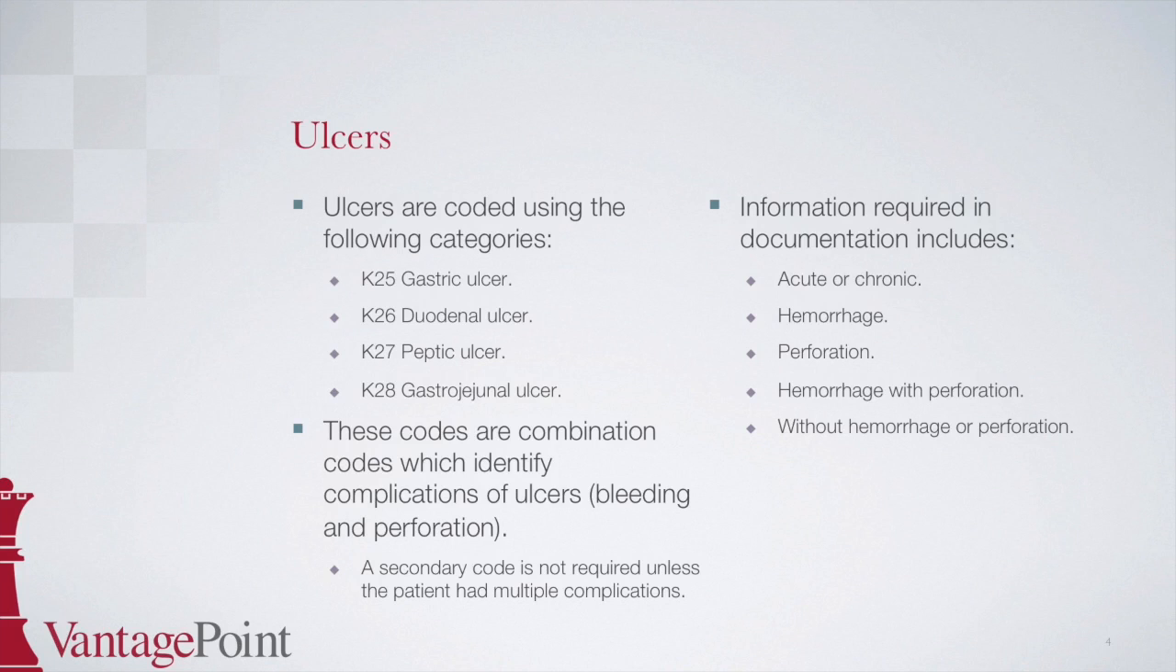Just like in ICD-9, ICD-10 contains combination codes for ulcers and the resulting complications. You do not need to use a separate code for a complication unless a patient has multiple complications. Take, for example, acute gastric ulcer with hemorrhage and perforation, which is code K25.2. As you can see, the code tells us that the condition is acute, that there was hemorrhage and perforation, and of course the site of the ulcer.